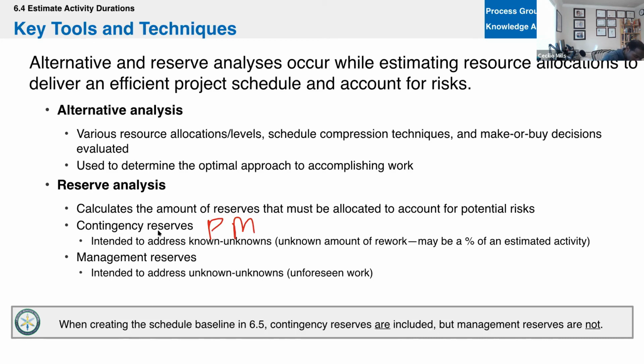Management reserves, this is owned by management. And these are the unknown unknowns, stuff that we don't know, and it's unforeseen. We didn't know that there was going to be a strike in public transportation. We didn't hear any rumblings about this in the news. And so now 40% of our workforce can't get there. So that's the unknown.